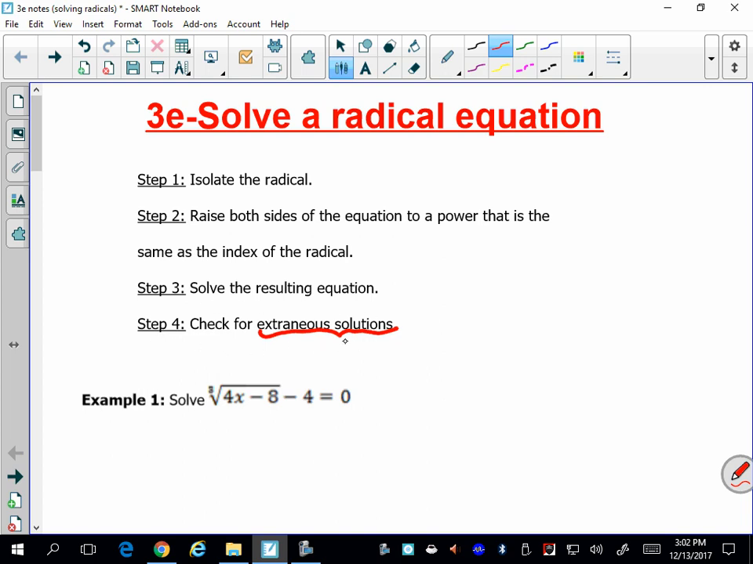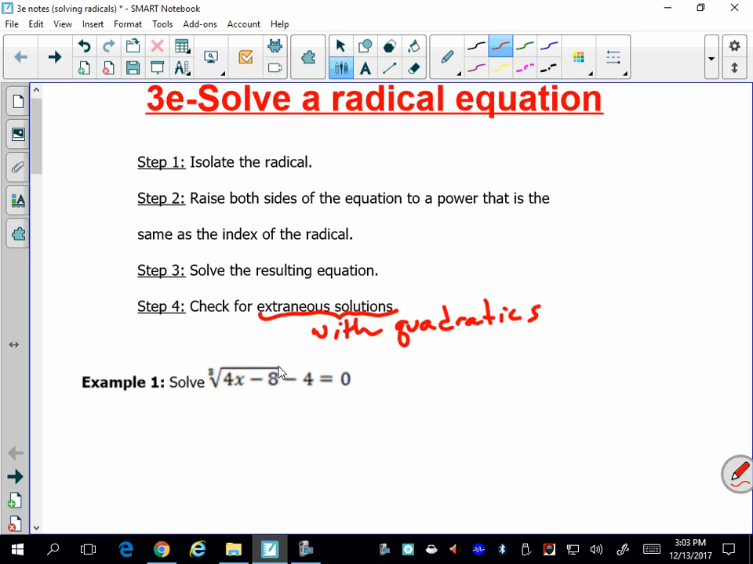So you only want to really do this, and I'm not going to make you do it for all the problems. Only do it if you have a quadratic at some point. So only check with quadratics. So when we get to a problem like that, I'll show you.